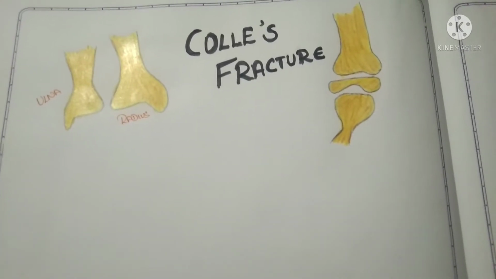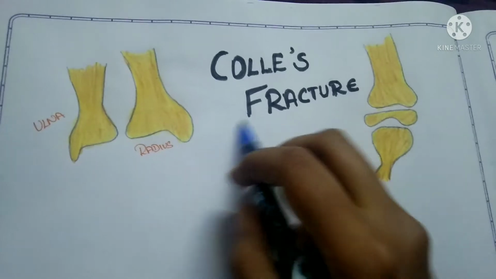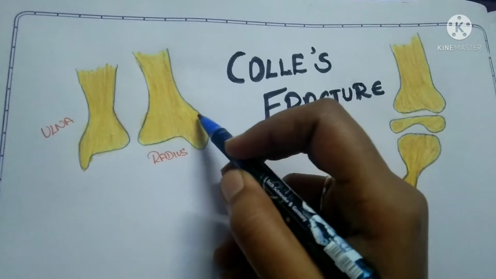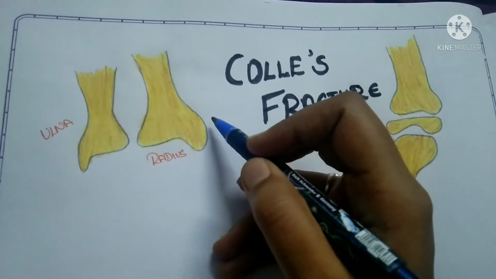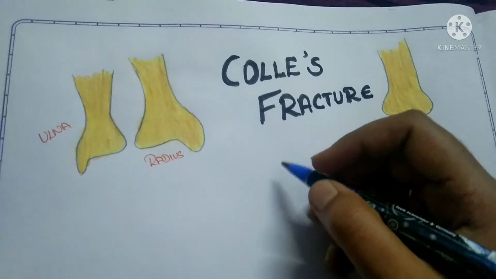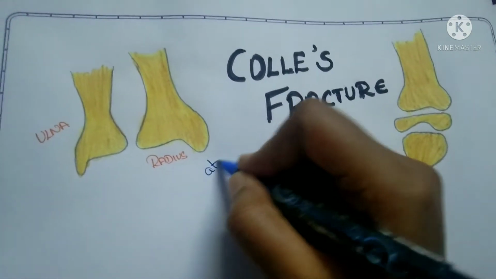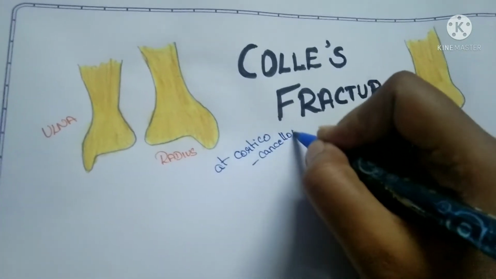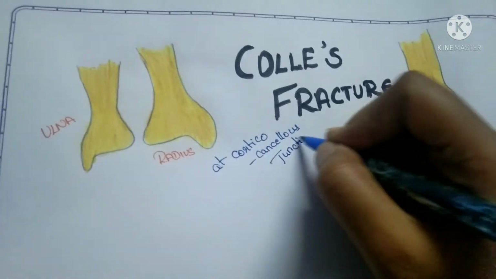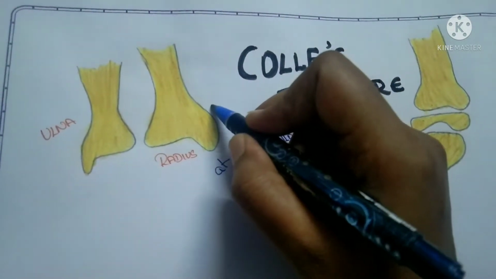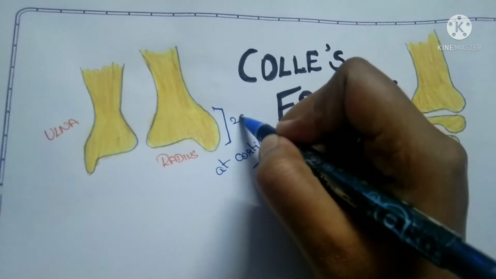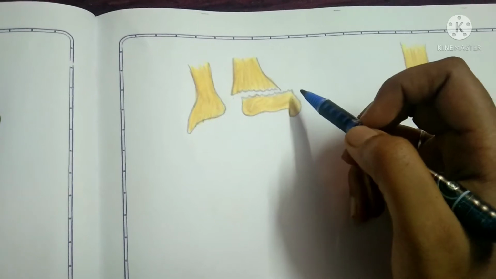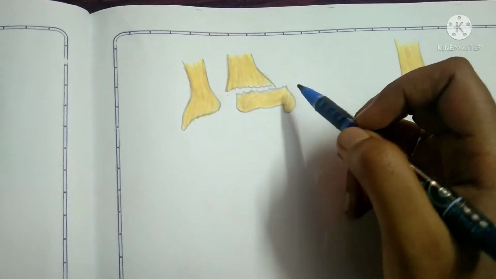So what is Colles fracture? In Colles fracture, the fracture takes place at the distal end of the radius, at the corticocancellous junction, which is 2 cm from the distal articular surface of the radius. So in this region the fracture occurs and it leads to a typical displacement.